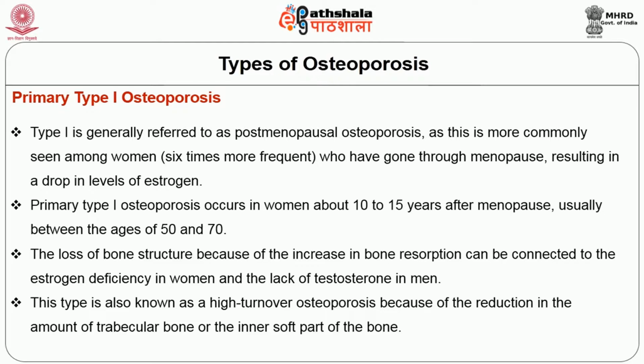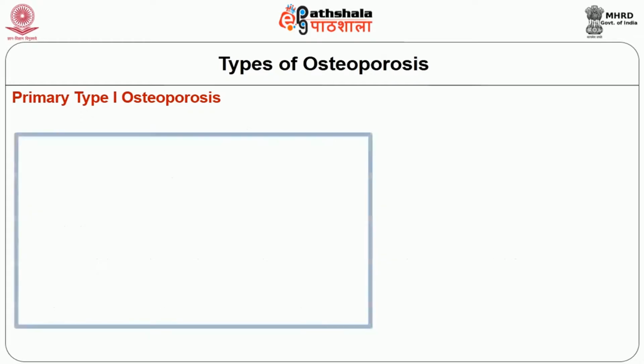Primary type 1 osteoporosis actually occurs in women about 10 to 15 years after menopause, usually between the ages of 50 and 70. The loss of bone structure because of the increase in bone resorption can be connected to estrogen deficiency in women and lack of testosterone in men.